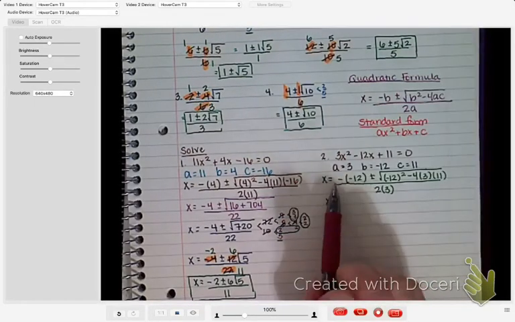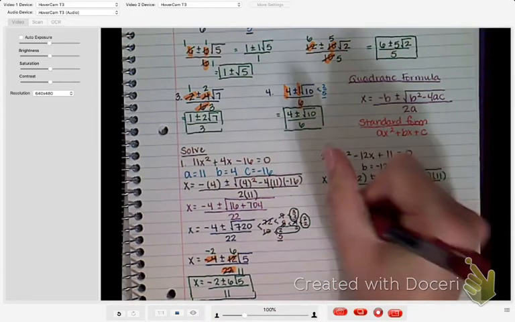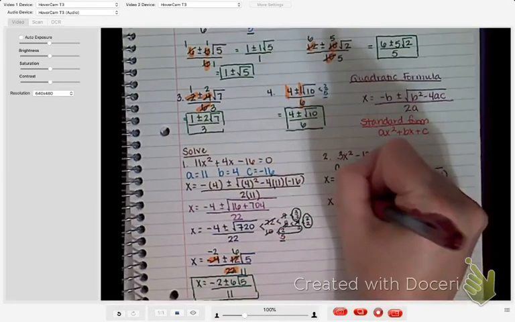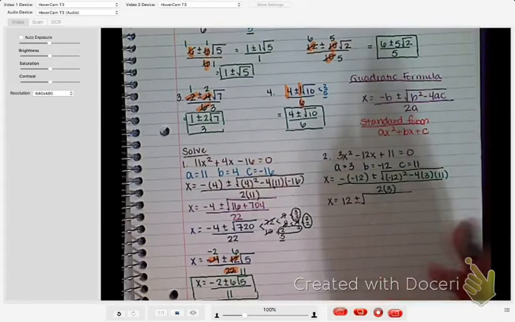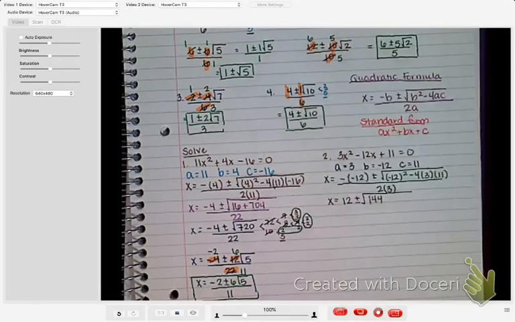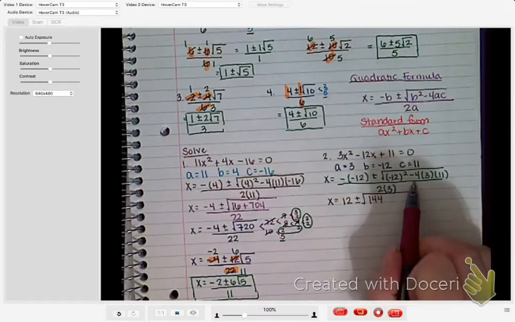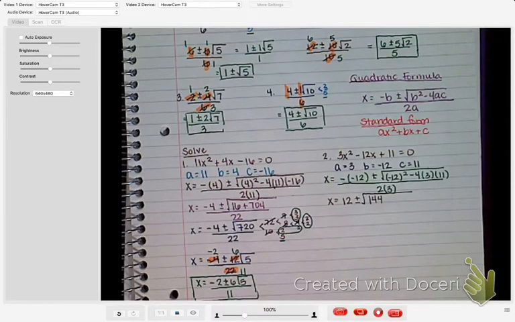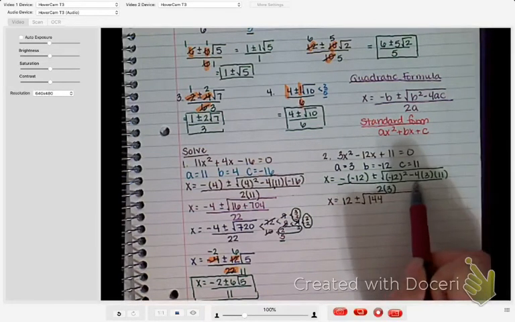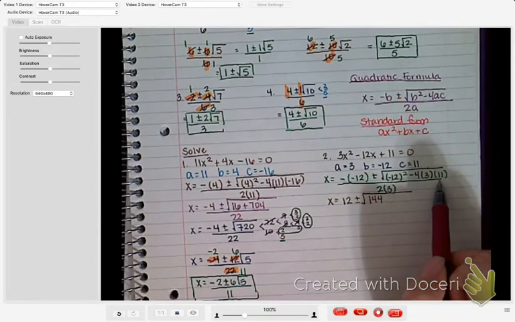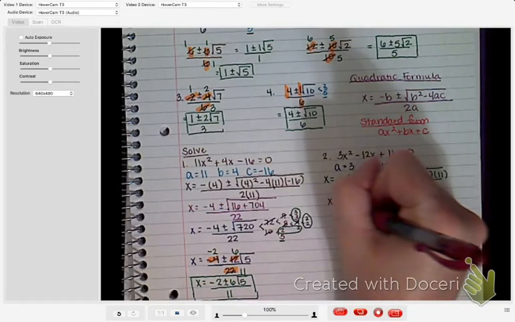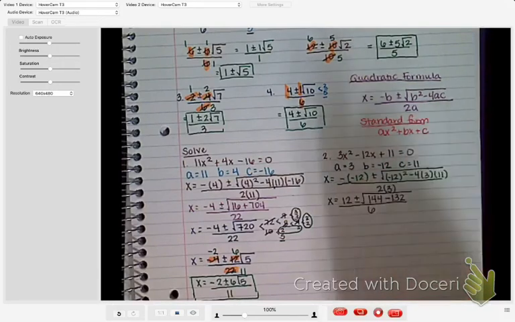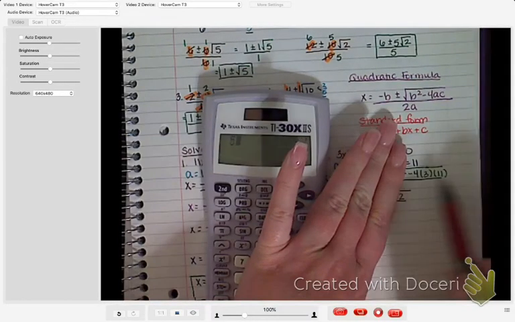So x equals negative, and a negative becomes a positive 12 plus or minus the square root of -12 squared is a positive 144. -4 times 3 is -12. -12 times 11 is -132. All over 6.